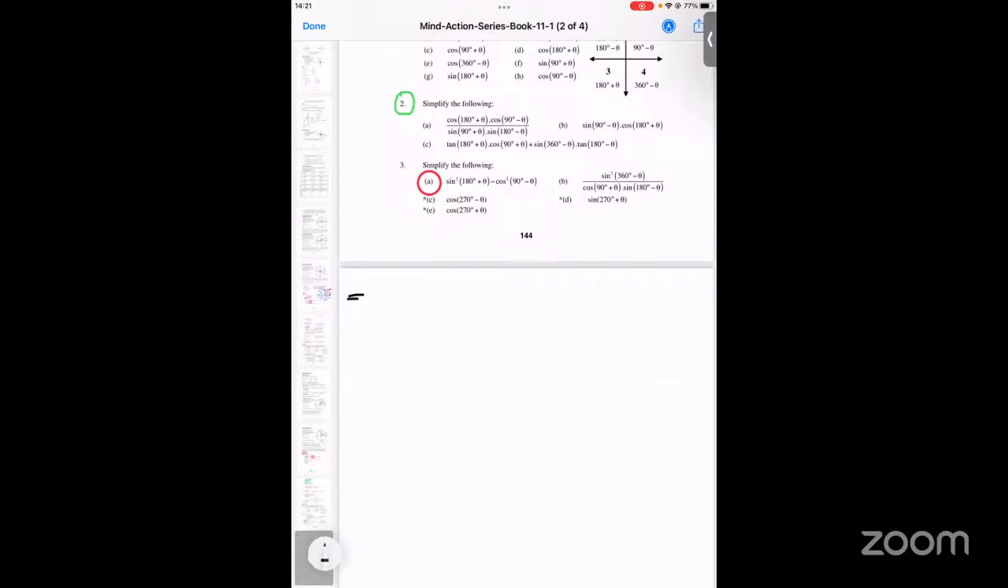I first put the sin square 180 plus theta into a bracket. Sin 180 plus theta inside the brackets like that, and then put that into a bracket and put it square. Then it was minus bracket cos 90 minus theta bracket square.